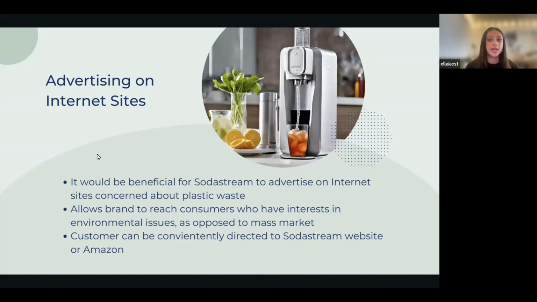Therefore, their target audience would be people who are concerned about plastic waste and people who visit internet sites regarding plastic waste. SodaStream placing advertisements on this site would reach the exact type of audience that would be interested in them and what they do.